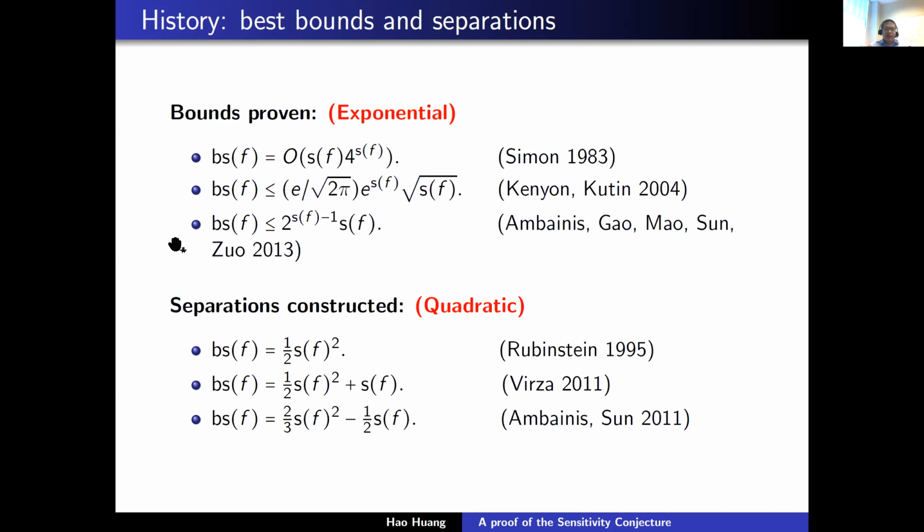And Kenny and Kuti in 2004 improved this constant from 4 to e. Then the state of the art was by Ambainis, Gao, Mao, Sun, and Zhou, who improved this constant to 2. Regarding the lower bound construction, everything known so far is quadratic. If you analyze this Rubinstein function carefully, you get this half as a constant factor. And if you also consider the parity of n, then you get this extra linear term improvement. There's a slightly different construction by Ambainis and Sun in 2011, who improved this constant from 1/2 to 2/3. But let's just keep in mind that previously all the bounds were exponential and all the separations were quadratic.